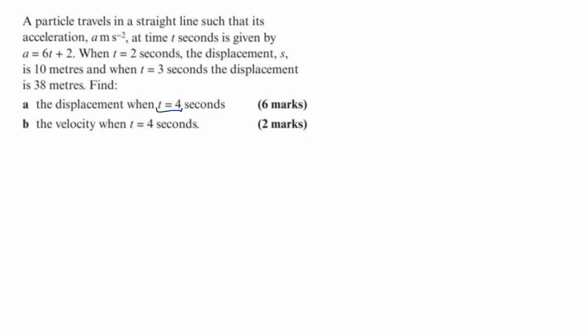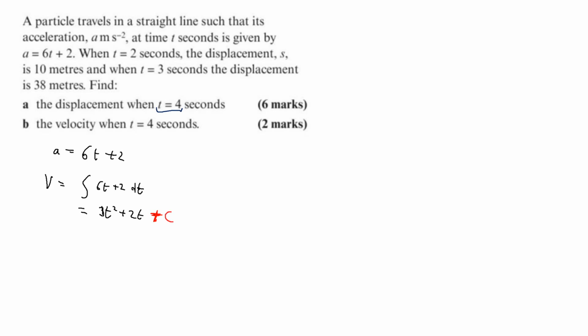Well, remember what we said. If a is 6t plus 2, then the first thing we need to do is integrate to find the velocity, don't we? Because fundamentally, integration is the opposite of differentiation. So let's do that. The integral of a dt is 3t squared plus 2t. And then I'm going to put a plus c in red. You'll see why in red in a second. Okay.